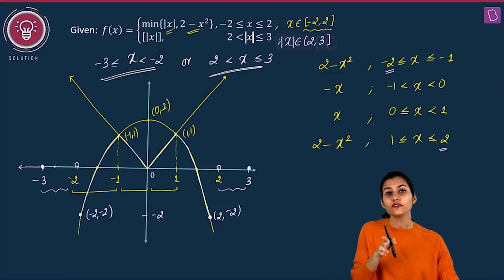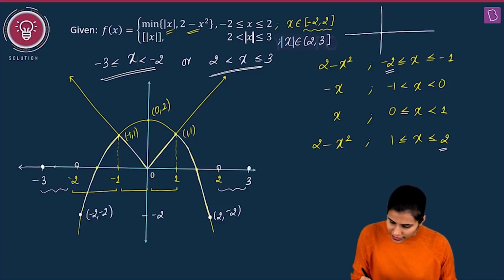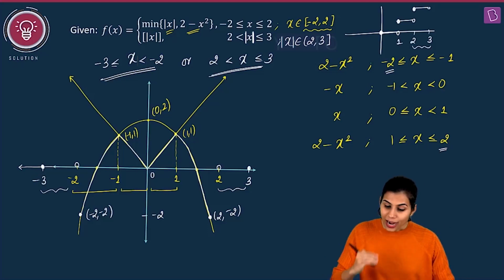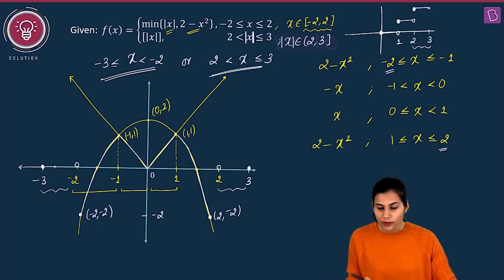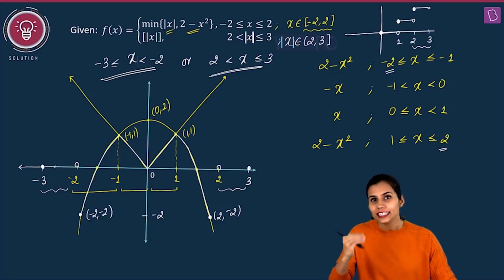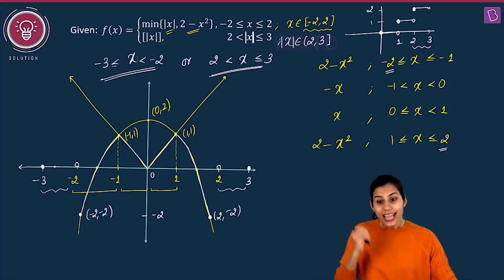And when mod x is ranging from 2 to 3, open 2, close 3, then greatest integer function will range from where to where? For that, you draw the graph of the greatest integer function. See, this is 1, this is 2, this is 3. When the input is ranging from close to open 3, then the output is ranging from where to where. When your input is strictly sandwiched between 2 and 3, its greatest integral value is coming out to be 2. And at 3, the greatest integral value is 3.